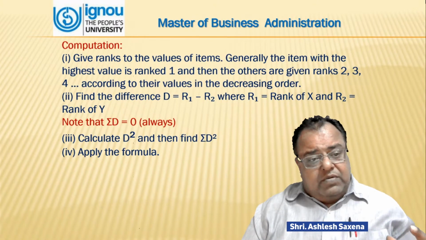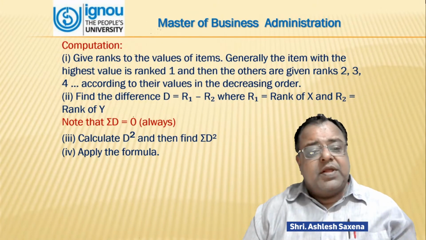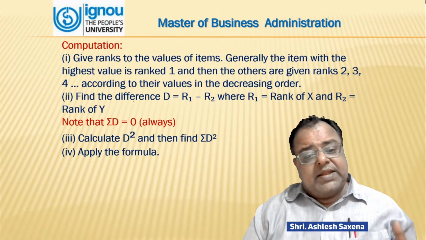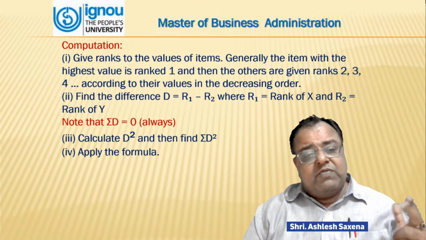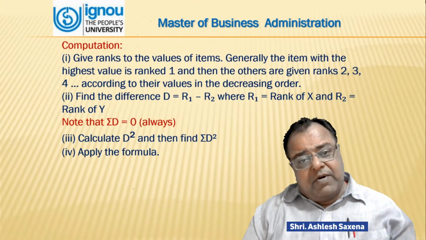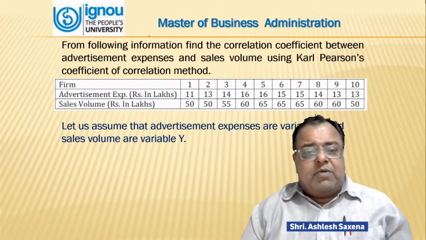We have to see that summation D is 0, and it will always be 0. Then we have to calculate D square and then summation D square, and we apply the formula, that is R equal to 1 minus 6 sigma D square upon n into n square minus 1. Now we will go through a problem.